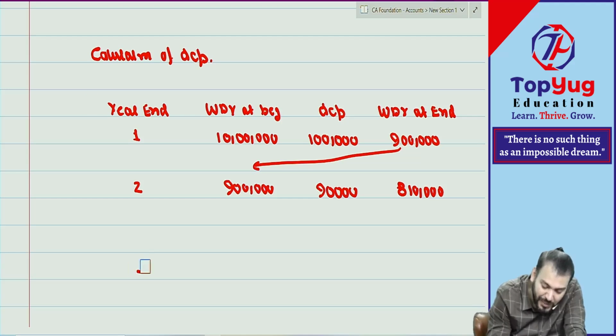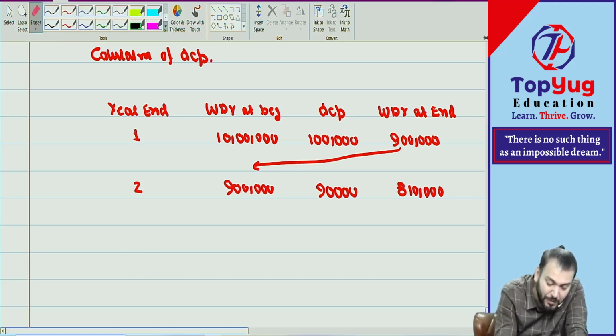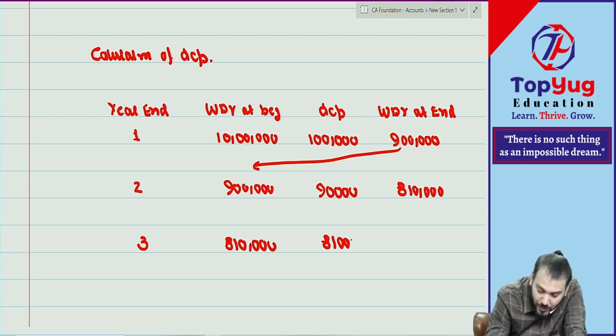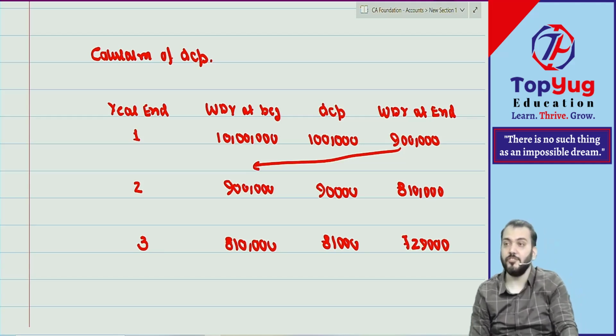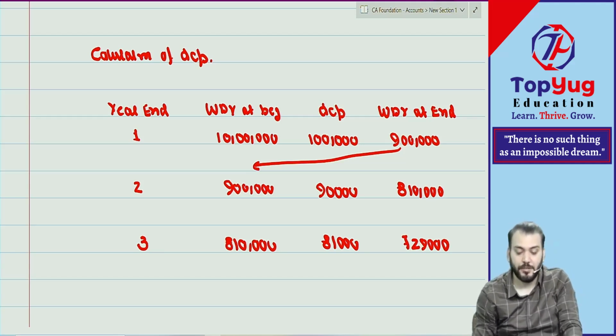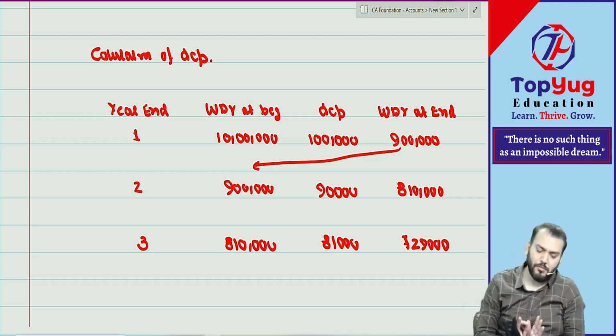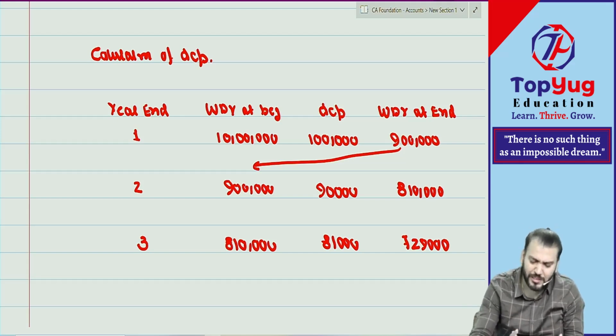Then this 8 lakh 10,000 will become WDB at the beginning of the third year. Now 10% on that becomes 81,000, and WDB at end becomes 7 lakh 29,000. Have you understood this point? This is one way. I will follow this only in the exam.